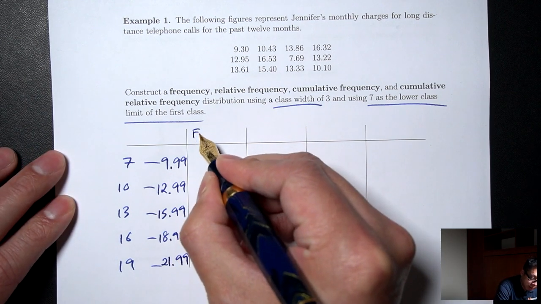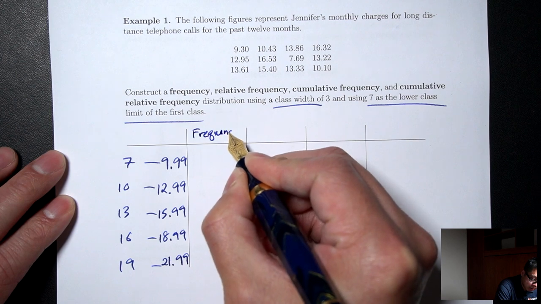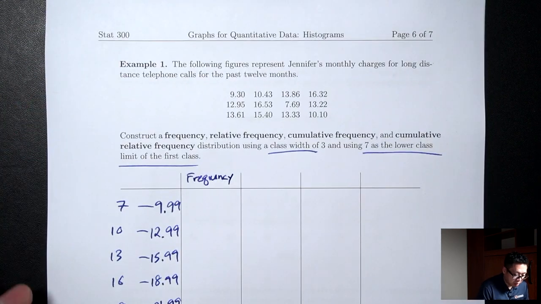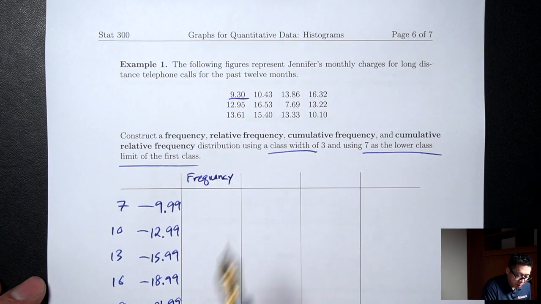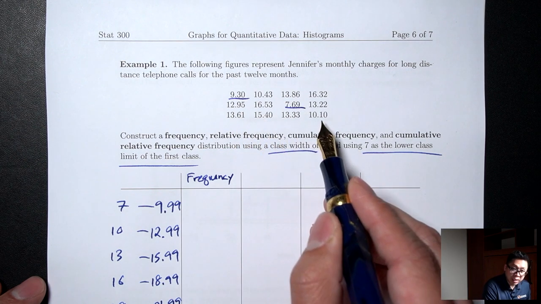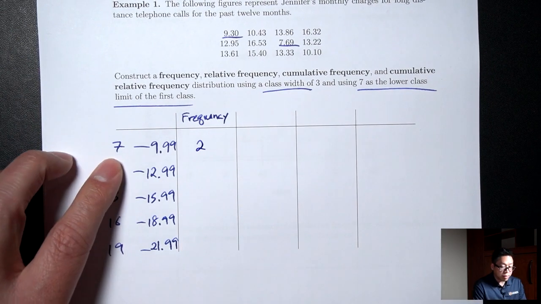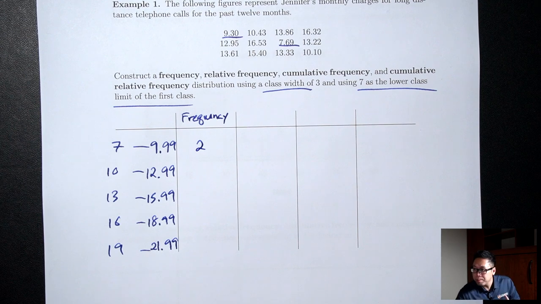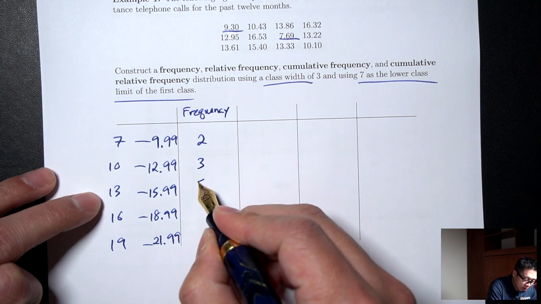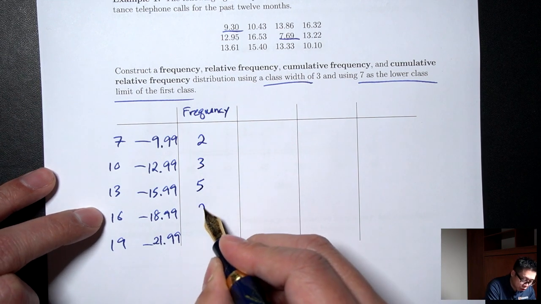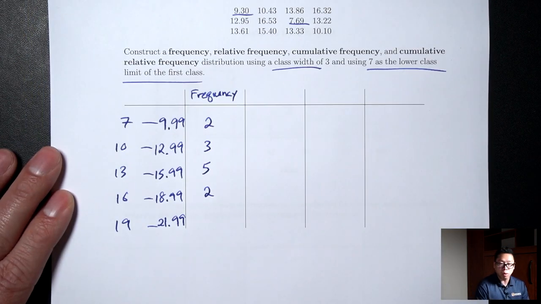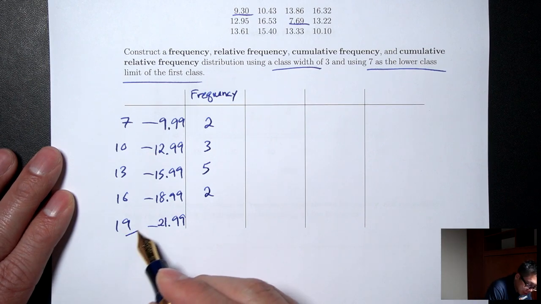And then I need to do my frequency. Okay, frequency is just gonna count how many are between 7 and 9.99. So we're gonna count. That's between. And I think that's it. So there's two numbers between 7 and 9.99. And then let me tell you the other ones. There's 3 between 10 and 12.99, 5 between 13 and 15.99, and 2 between 16 and 18.99. And it turns out that we didn't have any data that's between 19 and 21.99. So we actually didn't really need that one anyway.